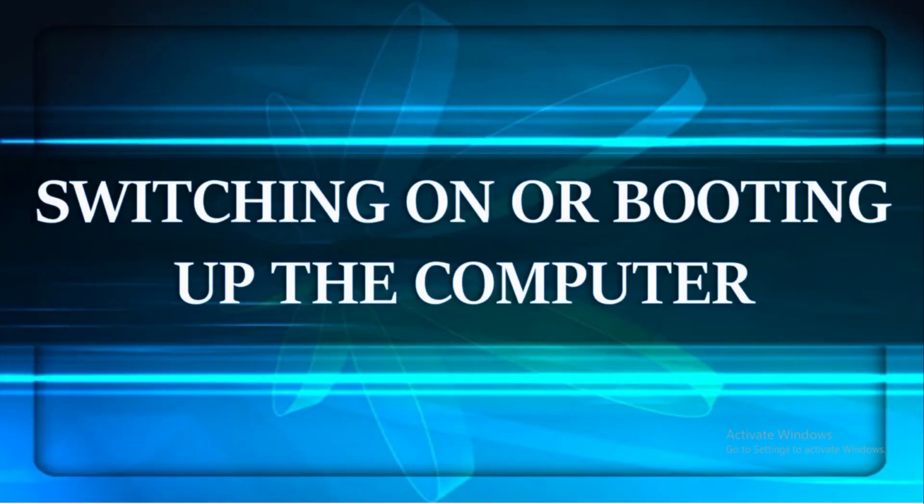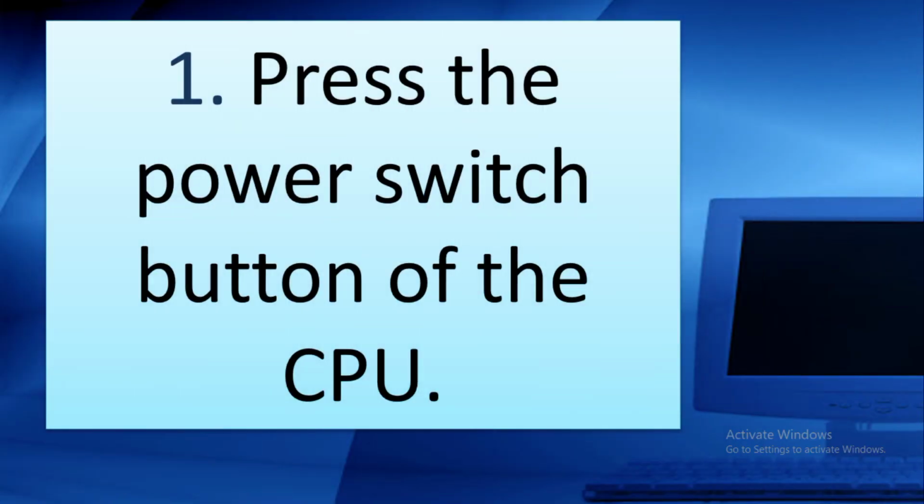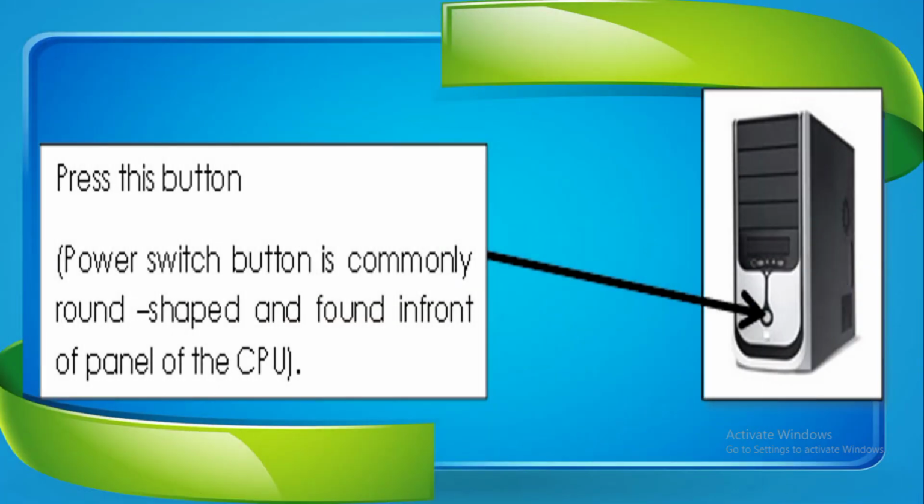Switching on or booting up the computer. 1. Press the power switch button of the CPU. Press this button. The power switch button is commonly round-shaped and found in the front panel of the CPU.